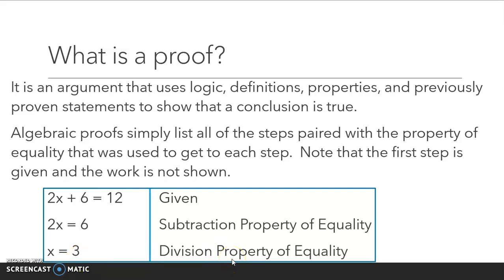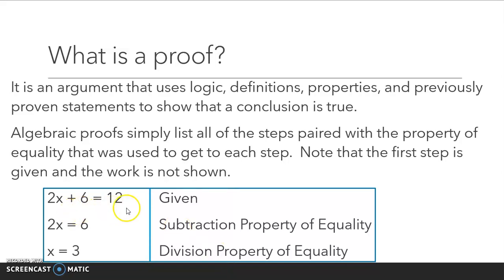Now, proofs are always set up in a similar manner when you're doing 2-column proofs, which is what we are doing. So you always have your statements over here on this side, and you have your reasons on the other side. So it always starts with the statements, your work is over here, and then the reasons why you're allowed to do that work is on the right side. So notice it's almost set up like a table.